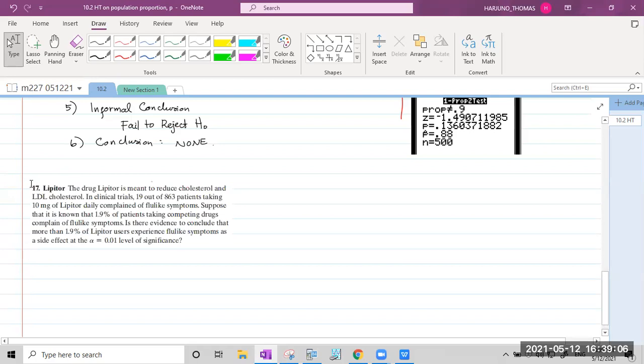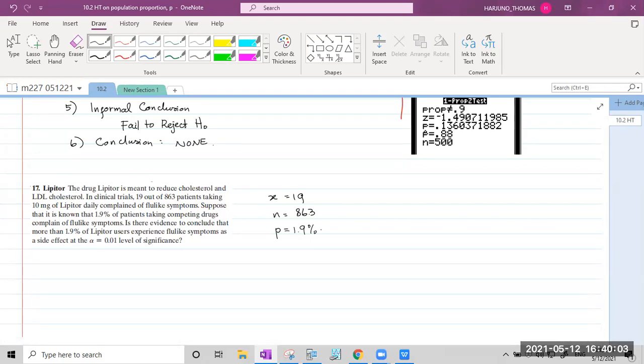Okay, number 17. The drug Lipitor is meant to reduce cholesterol and LDL cholesterol. In clinical trials, 19 out of 863. So the X is 19, the N is 863. So 19 out of 863 patients taking 10 milligrams of Lipitor daily complain of flu-like symptoms. Suppose that it is known that 1.9% of patients taking competing drugs complain of flu-like symptoms. So that's the P that they are comparing. That's 1.9%. Is there evidence to conclude that more than 1.9% of Lipitor users experience flu-like symptoms as a side effect? Now, at alpha equals 0.01.